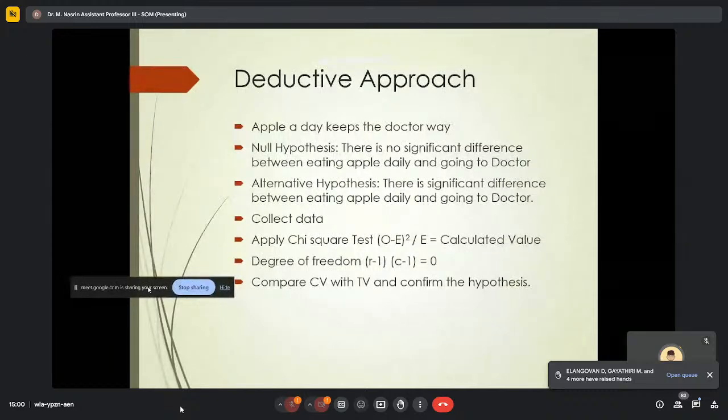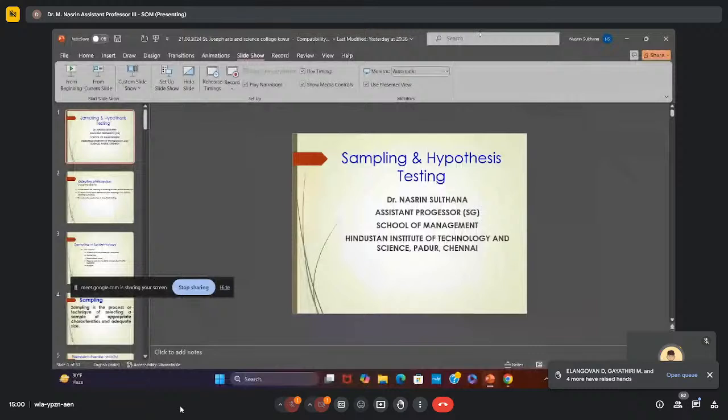This reject the hypothesis means the null hypothesis is rejected. That means the alternative hypothesis is accepted, that there is a difference between eating an apple daily and going to the doctor. Like that, I will confirm my result. So this is what is referred to as hypothesis testing. Hope you have understood what I have told. So that is the end of my presentation.